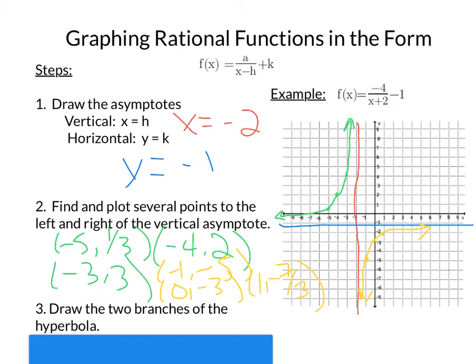And that's how you graph a rational function in the form of f of x equals a over the quantity of x minus h plus k. Take a moment to pause this video and record the entire example in your notes.